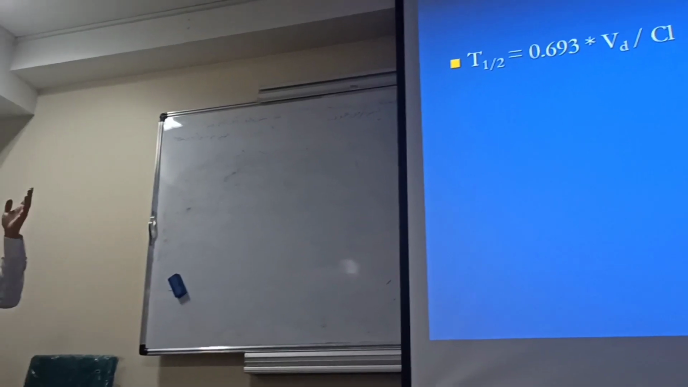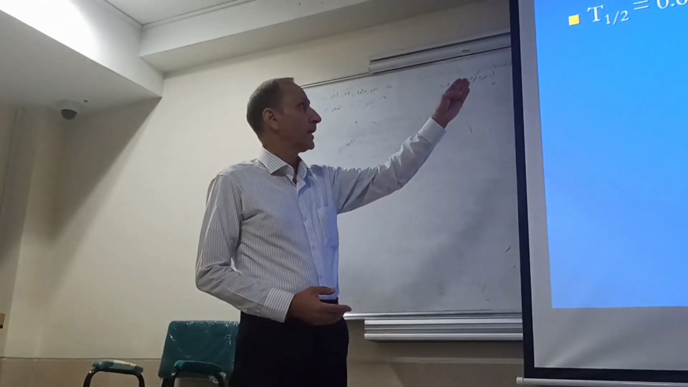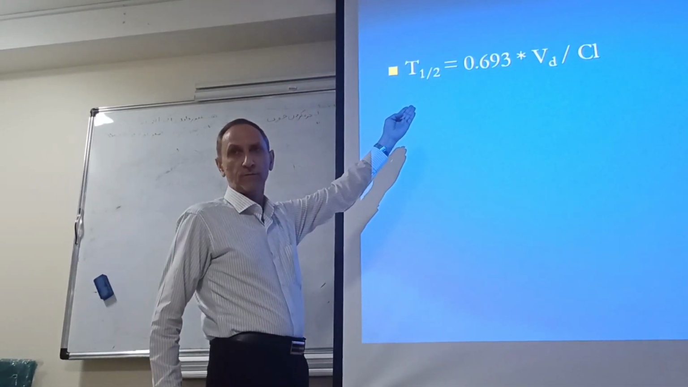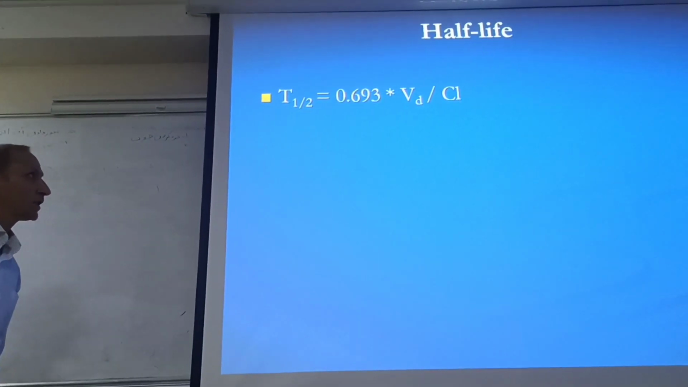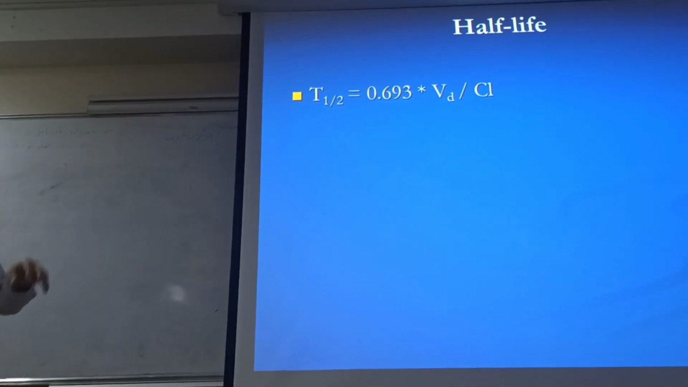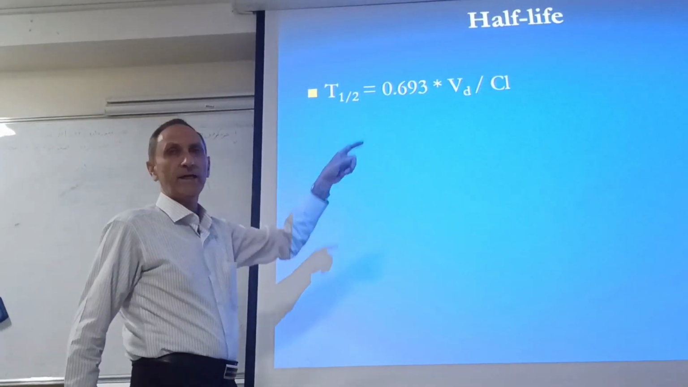Here we have half-life. And this is a simple formula for half-life: 0.693 times VD, volume of distribution, divided by clearance.